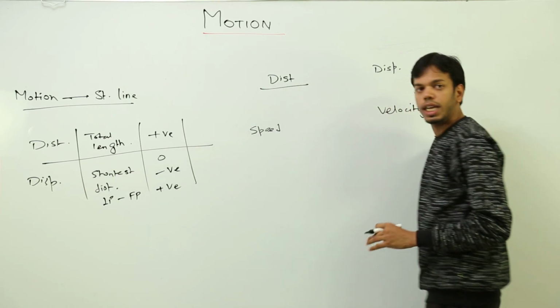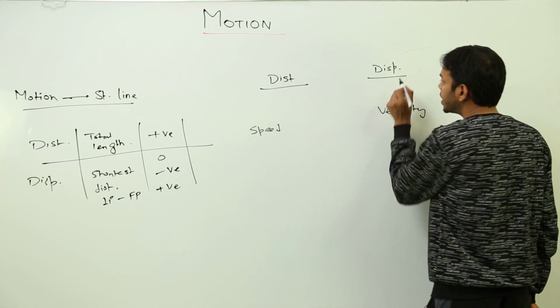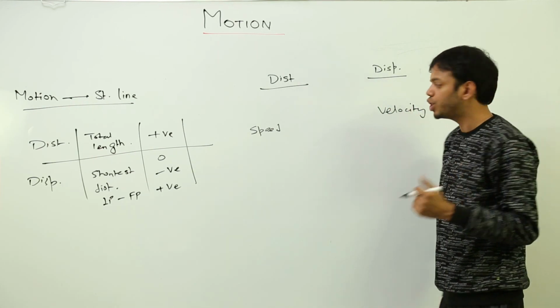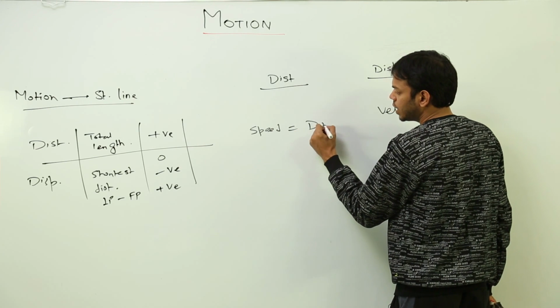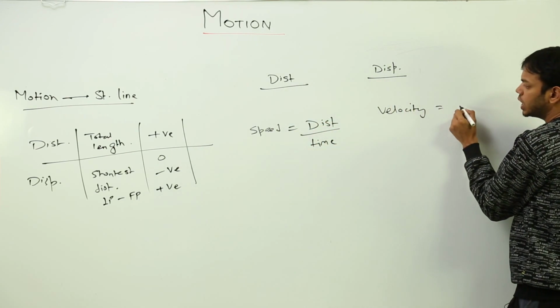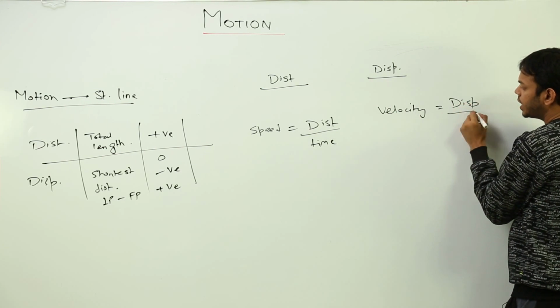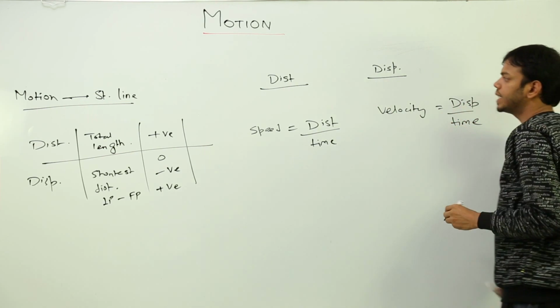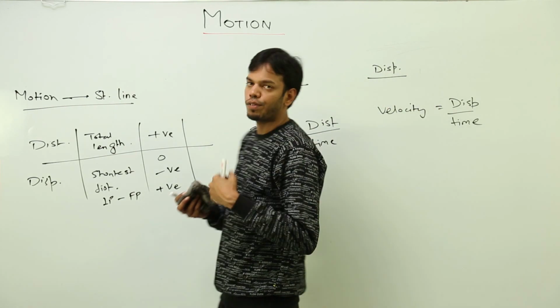Distance is the total length of the path covered by the object. Displacement is the shortest distance between the initial and final position. So speed is distance upon time, whereas velocity is displacement upon time. This is the basic difference between speed and velocity.